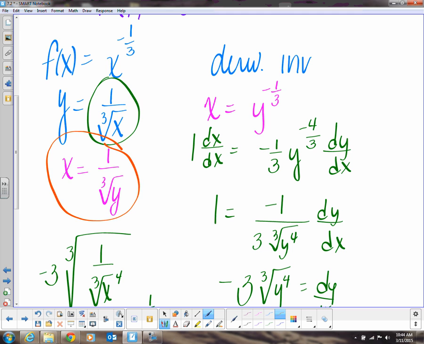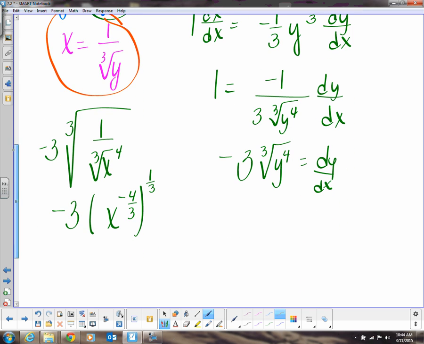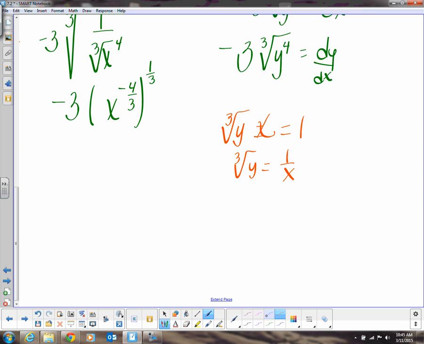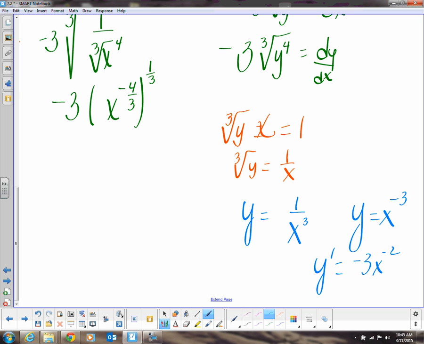Okay, what if we solved for y? Let's solve for y. We get cube root of y times x is equal to 1, or cube root of y is equal to 1 over x. Yes? Okay, so now I'm going to cube both sides. So I'm going to have y equals 1 over x cubed. So now I have y equals x to the negative 3. So now when I do the derivative, it's negative 3x to the negative 2. So rule of thumb is solve for y, don't do implicit.